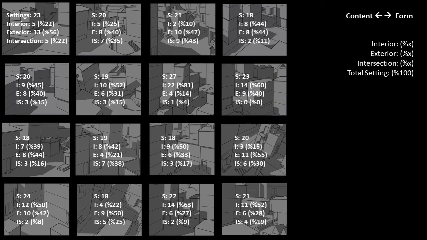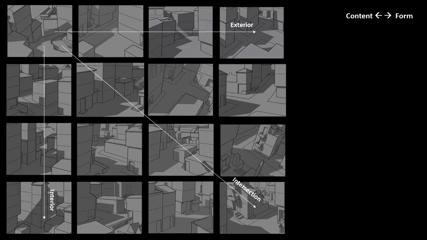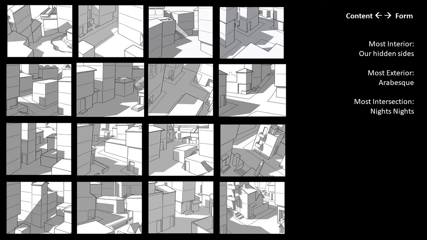To create this topology, I calculated interior, exterior and intersection settings for each page, how many jokes a page includes and what percentage of them are interior, exterior or intersected. According to the numbers I found, I made a new arrangement of the pages. As the percentage of exterior increases, pages go to the upper right. As the percentage of interior increases, pages go to the bottom left, and as the intersection increases, pages go in the diagonal direction. So, according to this new arrangement, some correlations between content and form became visible.